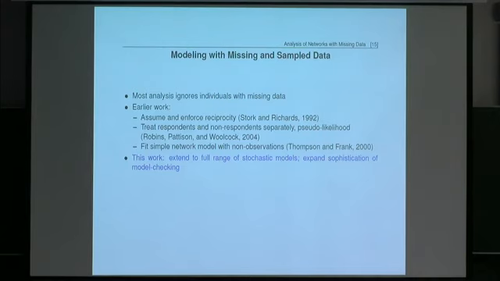This builds on some earlier work, which was a bit simpler. One project was to assume and enforce reciprocity. So we say, if we think that all of the ties in our network should be reciprocal, and we only observe an in degree for one person, and then we do not observe that person, we should just assume that they would have nominated the other person back. This has a lot of problems if we are not dealing with reciprocal networks. Another approach was to treat respondents and non-respondents separately using a pseudo-likelihood approach, but this does not allow us to model structure between these two groups. Another approach is to fit simple network models with the non-observations, but again, these approaches are more simplistic, and we'd like to be able to come up with a more sophisticated method and also allow us to do some model checking.